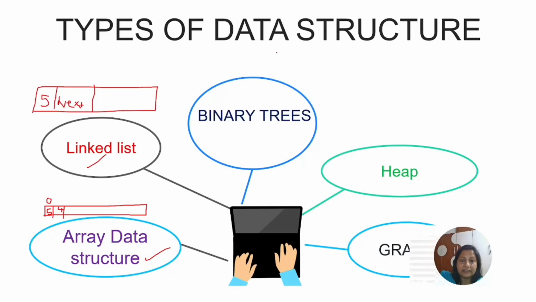What about the binary trees? Binary trees will be created like this. This type of binary tree will be created, and this way the data will be stored. Heap is also the same as binary trees; the heap will also be stored like that. What about the graph? Each data will be linked with one another. Like that, the graph also will be stored. So apart from stack and queue, we have different ways to store the data in the memory location.